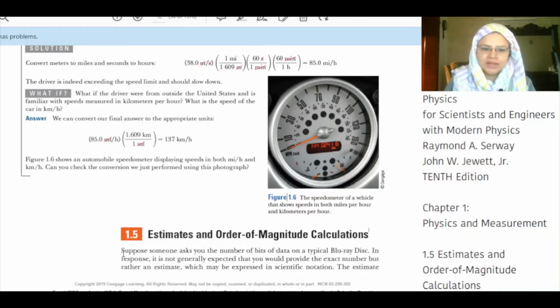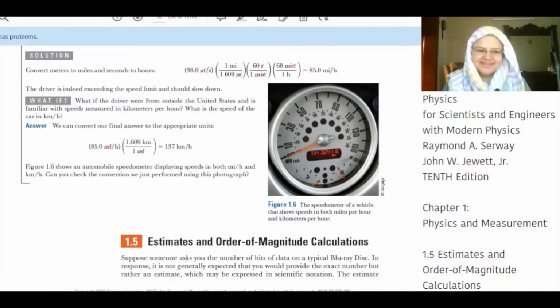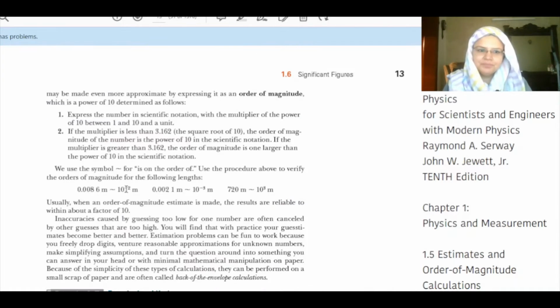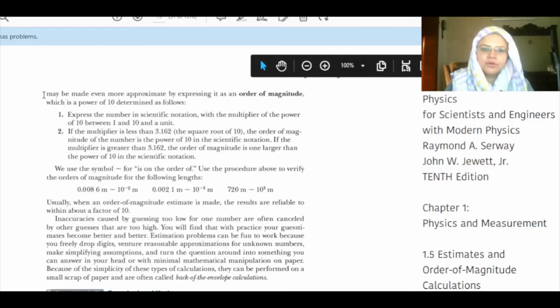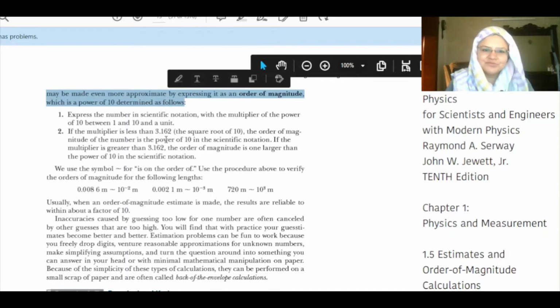Suppose someone asks you the number of bits of data on a typical Blu-ray disc. In response, it is not generally expected that you would provide the exact number, but rather an estimate which may be expressed in scientific notation. The estimate may be made even more approximate by expressing it as an order of magnitude, which is a power of 10 determined as follows.